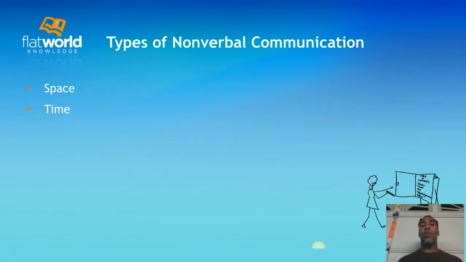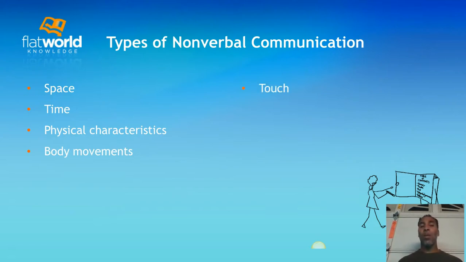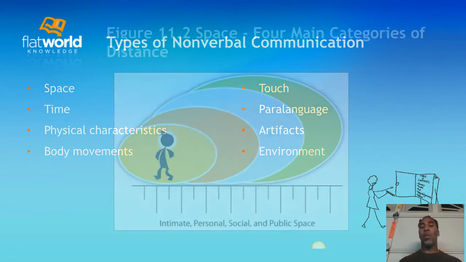So types of nonverbal communication: you have space, you have time, you have physical characteristics, body movements, like I said, movement of the hand, different time, different space, like movement of your actual physical body or movement of a body part. Touch, paralanguage, artifacts like tattoos and things of that nature. Environment, you can set up different displays as well.